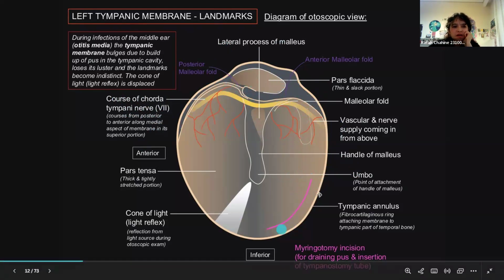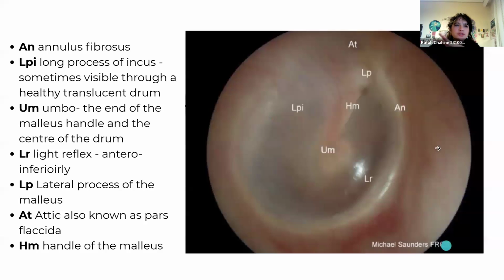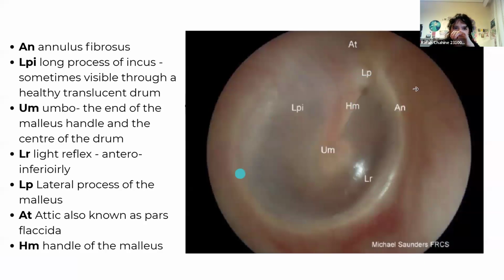This pink line over here, this is the incision for myringotomy. This is usually where they make an incision to drain any pus or insert a tympanostomy tube. So let's appreciate this on the actual otoscope. On the actual otoscope, this is the tympanic membrane. This is the tympanic annulus.